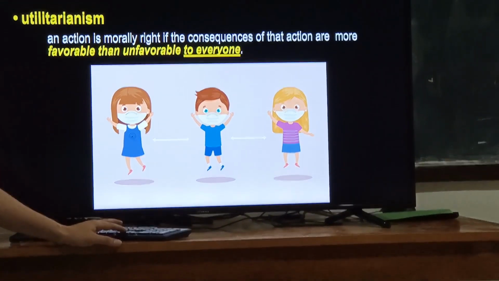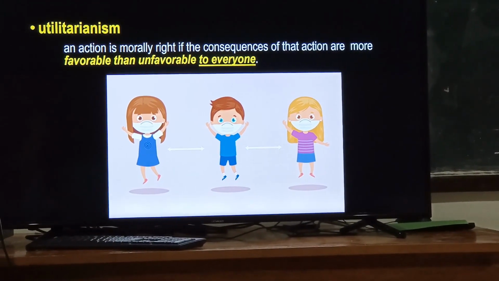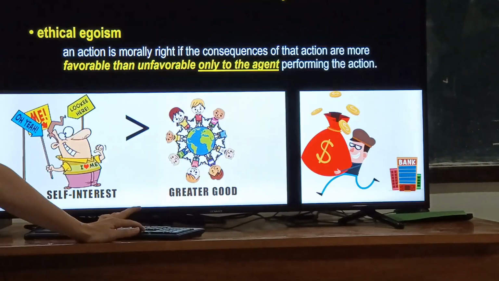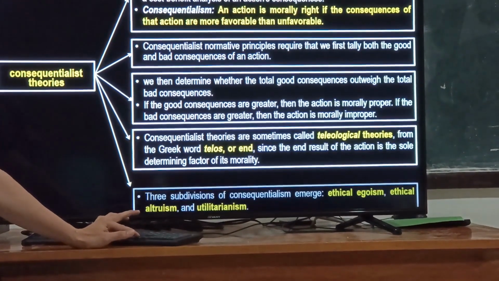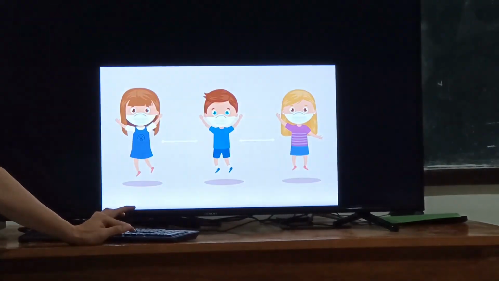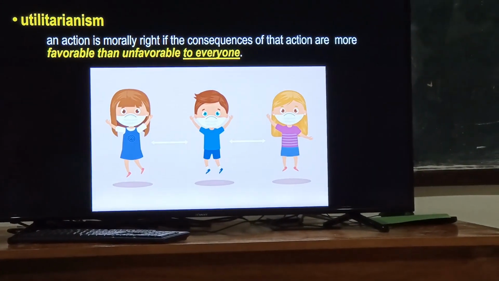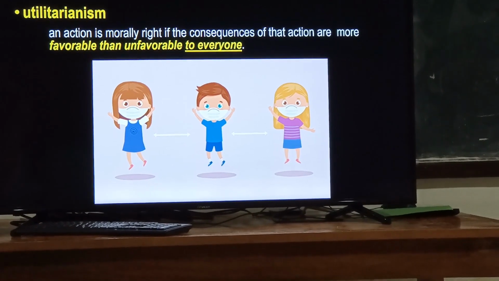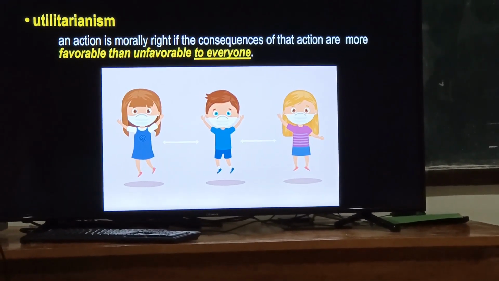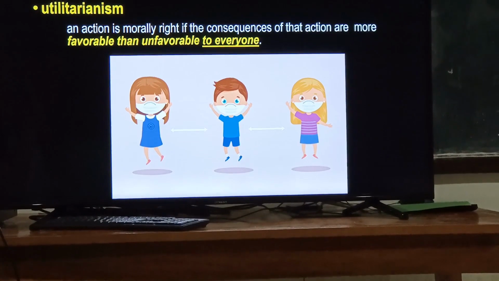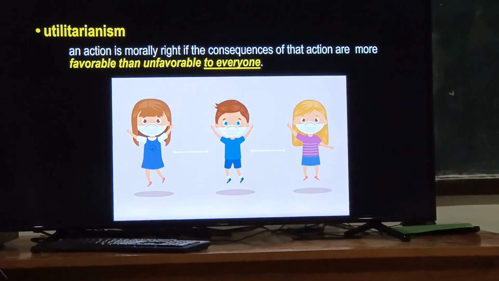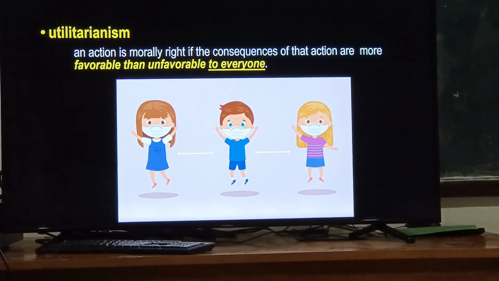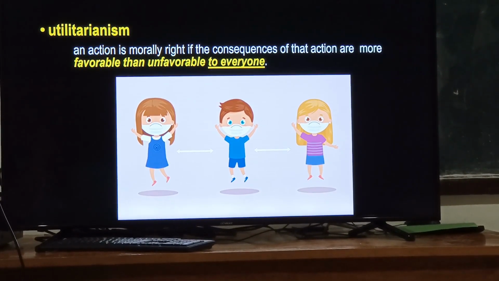Now, the third category under consequentialism is what we call utilitarianism, in which the action or the consequences of that action are more favorable than unfavorable to everyone. So everyone is benefited, not only the self, not only others except the self, but the self including others, or in short, everyone.